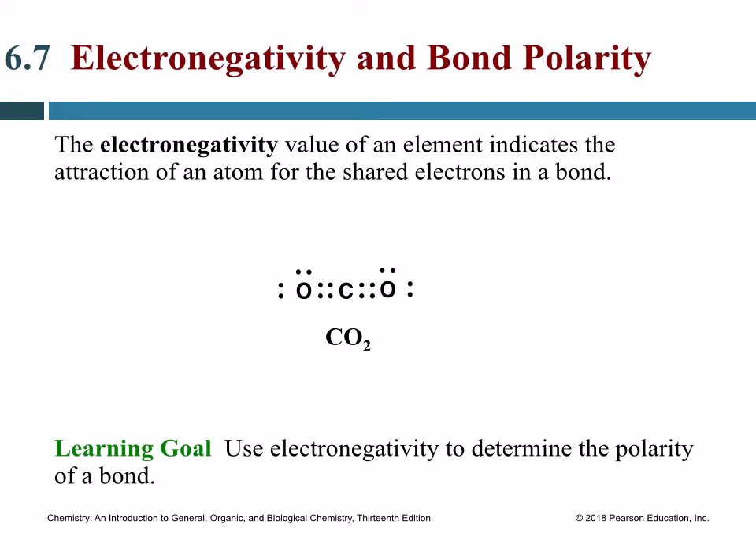Electronegativity represents how much an atom pulls electrons towards it. Although carbon and oxygen in carbon dioxide share electrons, oxygen is greedier for those electrons because it has a higher electronegativity value.